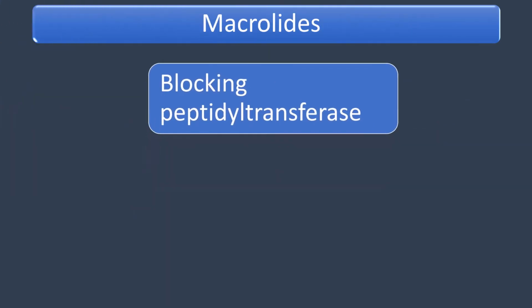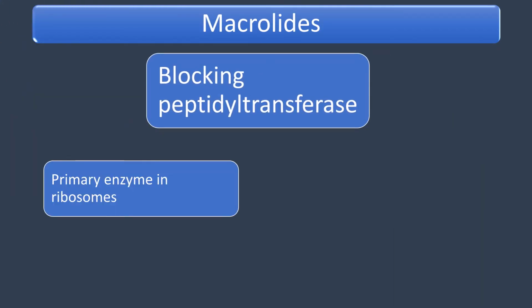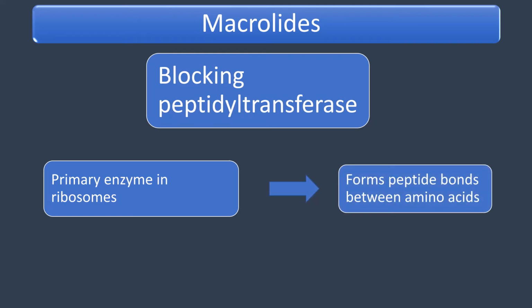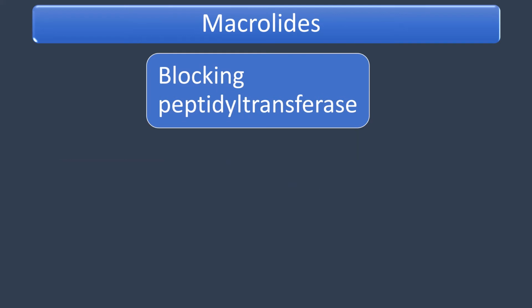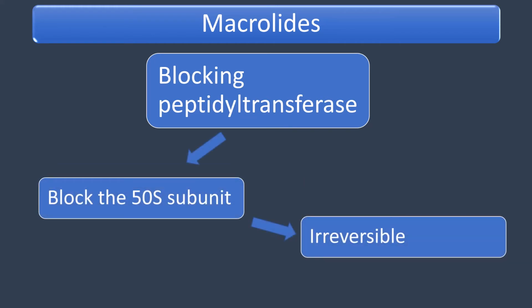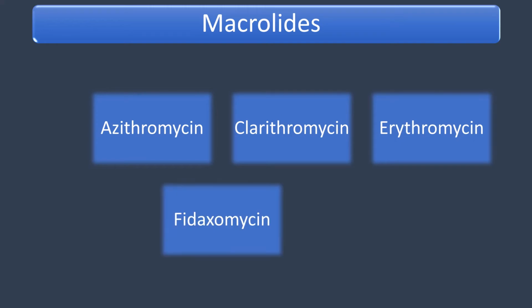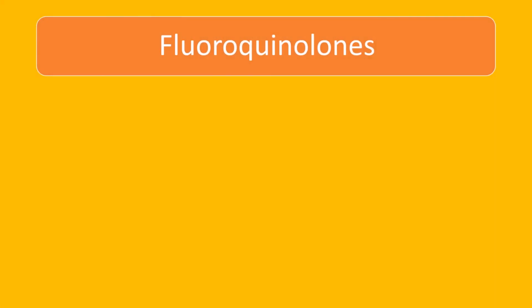Peptide transferase is the primary enzyme in the ribosomes, which forms peptide bonds between two adjacent amino acids using tRNA during translation. The macrolides irreversibly block the ribosomal subunit where the enzyme is supposed to catalyze the binding of two amino acids. And by the way, the macrolide activity is bacteriostatic. Here are some examples of macrolides, the most common one being erythromycin. The next category of antibiotics are fluoroquinolones.